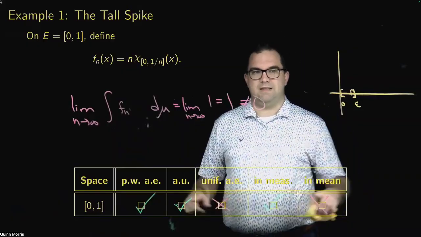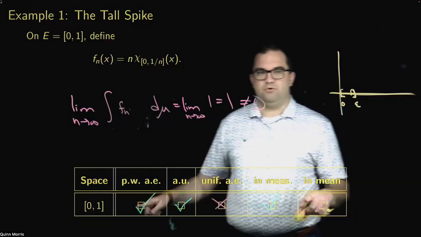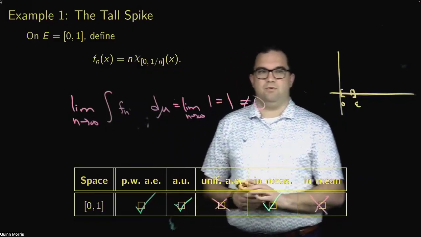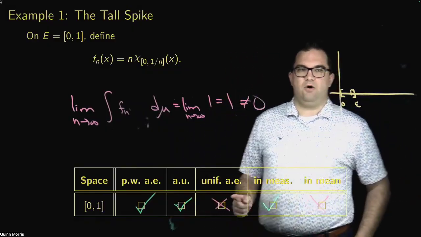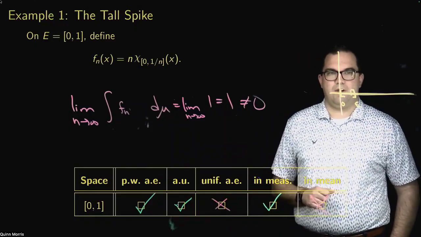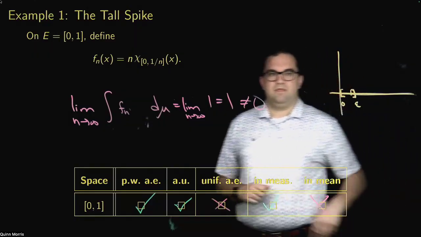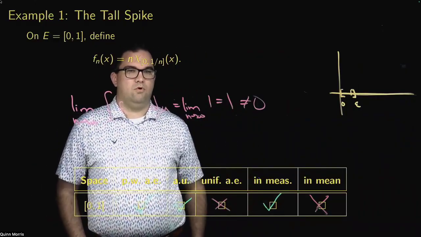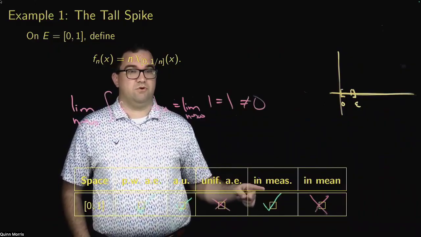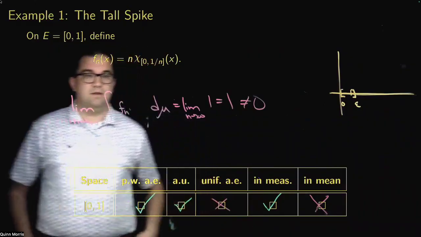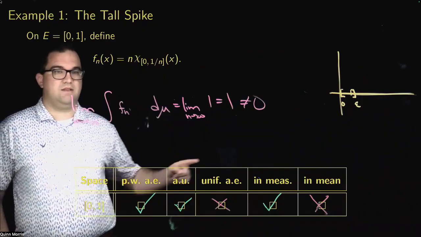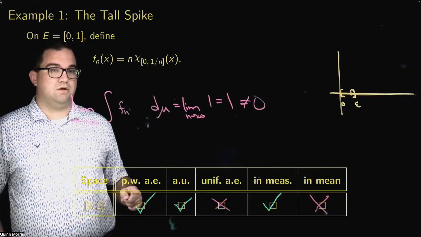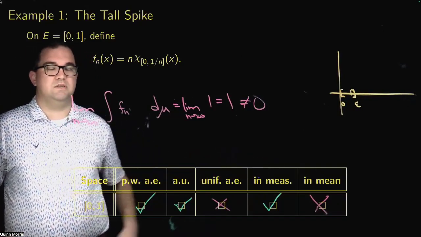We want to walk through this, and at the end, we'll have built up all of these rows of a table, for all these different examples. So what can I tell from something like this? From this example, this shows me that convergence in measure cannot imply convergence in mean. Why? Because now I have an example of a function which converges in measure but not in mean. Pointwise almost everywhere convergence cannot imply convergence in mean. Why? Because here's an example where I have pointwise almost everywhere convergence but not convergence in mean.